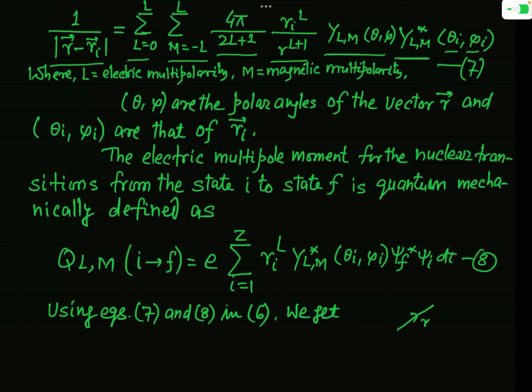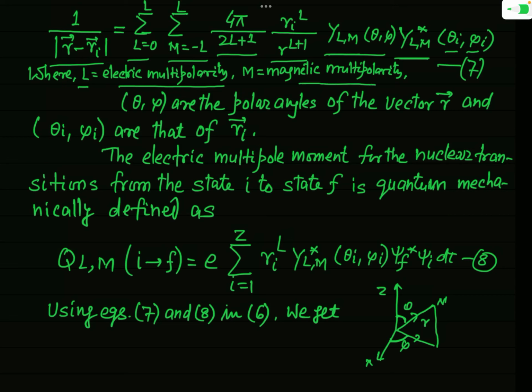then this is the position of the electron, and if you consider that this is the z axis, then this angle is theta, and when you draw a perpendicular on the xy plane, then the angle made by this projection with the x-axis is phi. And similarly, in the case of the nucleus's position vector r_i, we will consider theta as theta_i and phi as phi_i. In this expression, what is this L? L is called electric multipolarity, and M is called magnetic multipolarity.